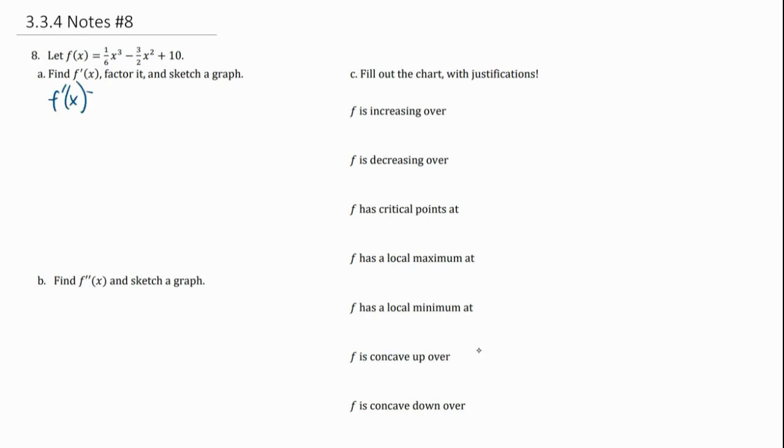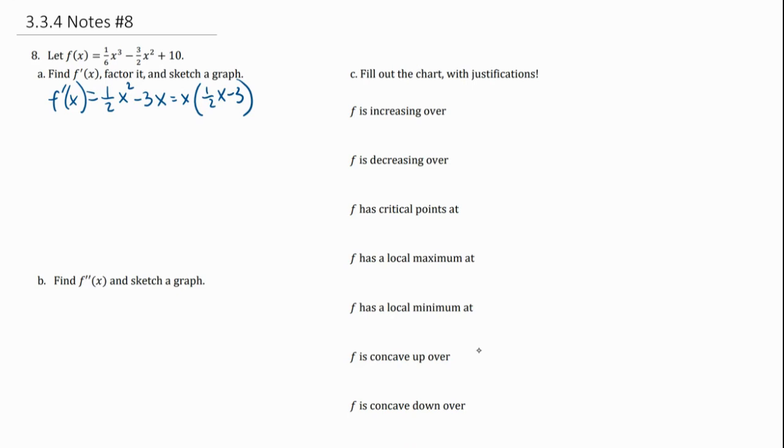Using the power rule, easy enough. 3 times 1/6 is 1/2 x squared. 2 times negative 3/2 is negative 3x. And then the derivative of 10 is 0. All right, so that is x times 1/2 x minus 3.